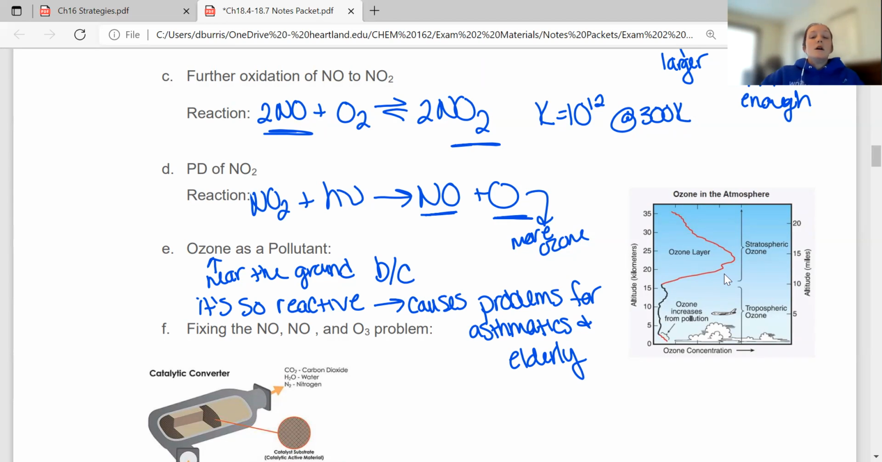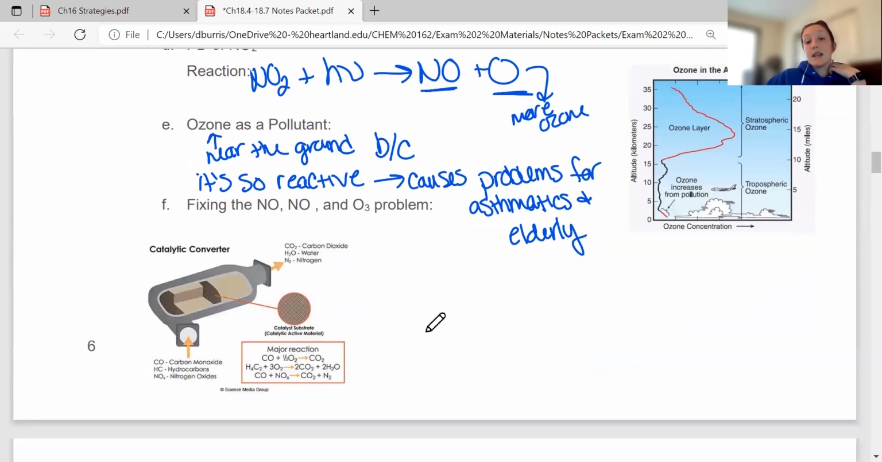Stop. Okay, so NO making O3. We got problems with NO2, we got problems with NO, we got problems with ozone. But we do have a fix for this. And you might know what this is. This is called a catalytic converter.